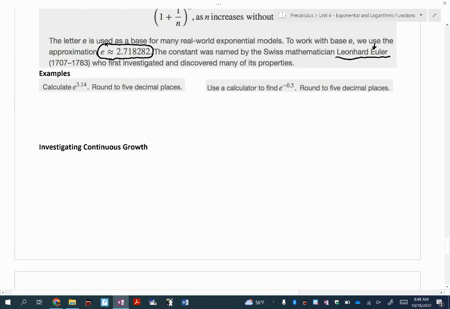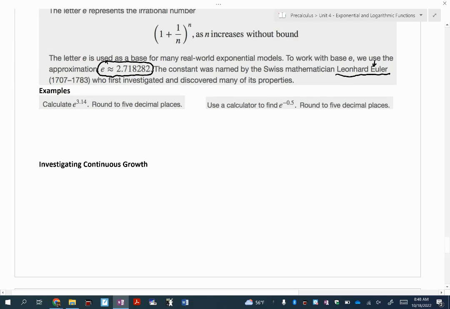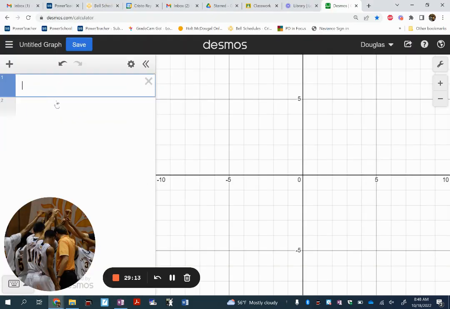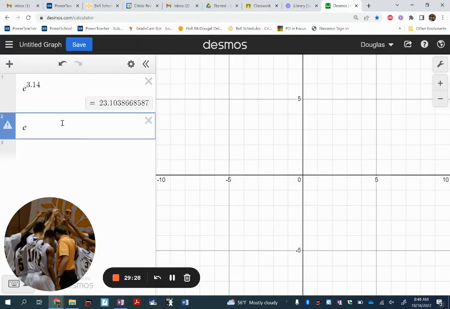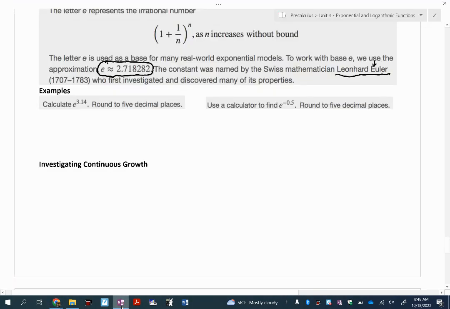Okay, so in this case, it wants us to look at the letter E raised to a 3.14 power, and they just chose that to get your brain thinking about pi, I guess. So E to the 3.14 power is approximately 23.10387, to five decimal places for some reason. And the other one says E to the negative 0.5 power. So E raised to the negative 0.5 power is 0.60653.